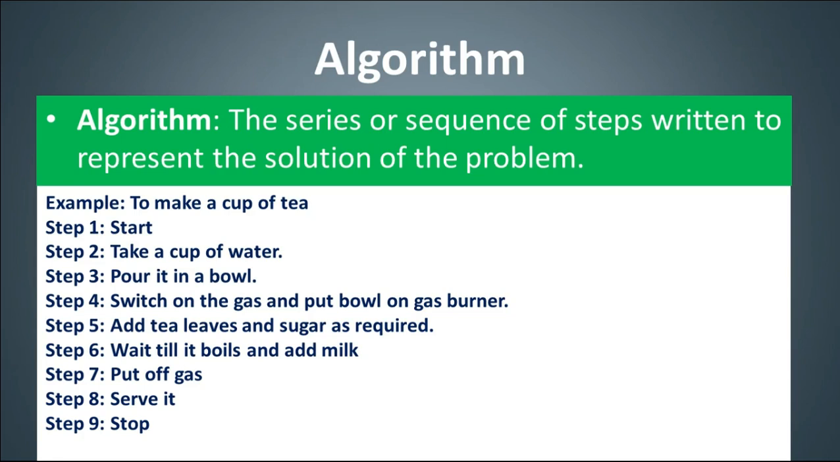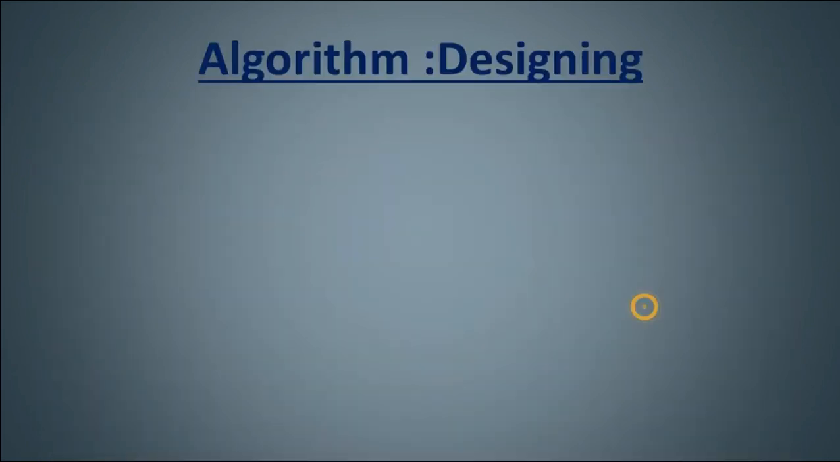This means we have written the procedure of making a cup of tea in proper order. So this is actually an example of an algorithm. We have used simple English sentences. Later on you will be replacing these English sentences with some mathematical expressions. Clear? In the coming time.